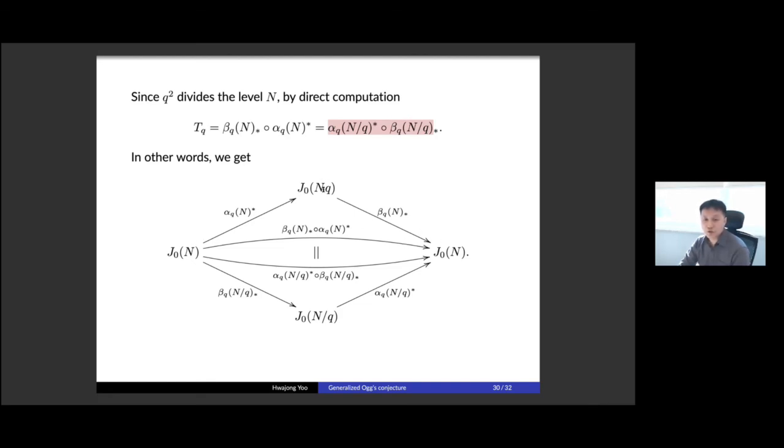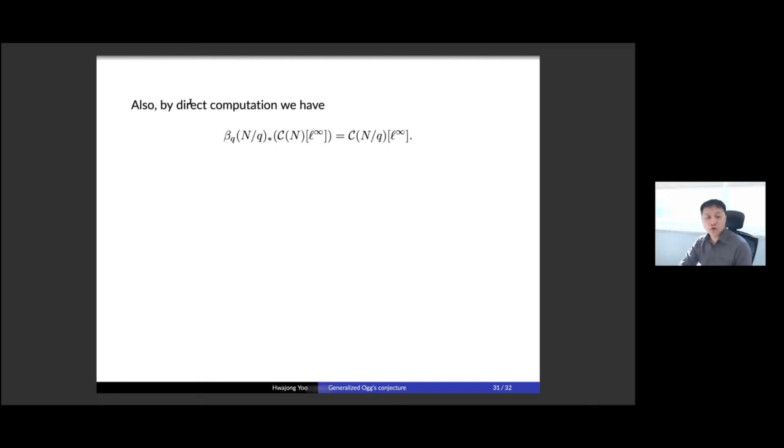So basically, the definition of the Hecke operator passes through the level NQ, but you may just pass through this J0 of N over Q, hitting the lower level. And these compositions are the same. Therefore, also by direct computation, we have this Cuspidal group. If you push forward this Cuspidal group to the level N over Q, they are actually equal.